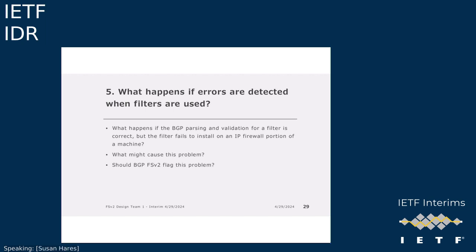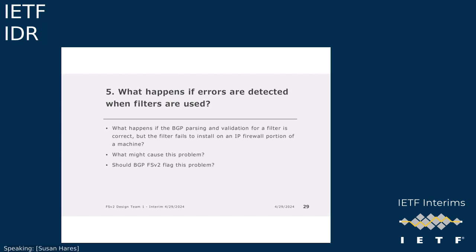What happens if errors are detected when filters are installed? Again, Jeff and I have given you the case where you can't put a filter in. You can't scan for SRv6, but you've asked for that to be at the highest user priority, because this machine doesn't do SRv6 or SR headers. What do we do then?